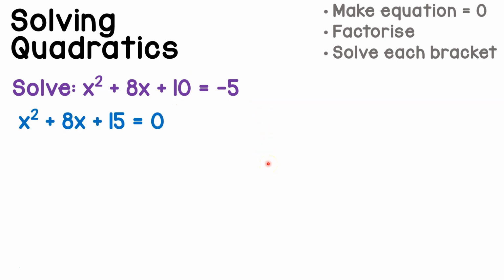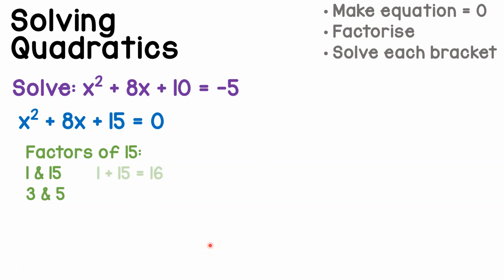That gives us x squared plus 8x plus 15 equals 0. Next step is to factorize, so we need to find the factors of 15, which are 1 and 15, and 3 and 5. And we need to see which of those add up to be 8. Well, 1 and 15 make 16, 3 and 5 make 8. So those are going to be the factors that we use.